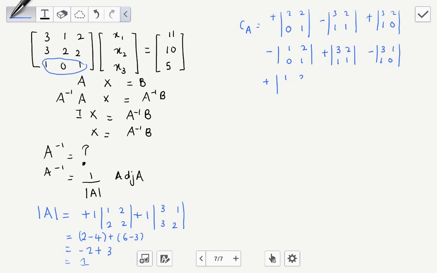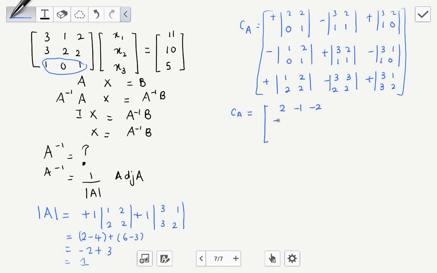Okay, so this is going to be 1, 2, 2, 2 minus 3, 3, 2, 2 plus 3, 1, 3, 2. Basically this is my cofactor of matrix A. So if we find the determinant of each element, the cofactor of matrix A would be 2, negative 1, negative 2, followed by negative 1, 1, 1, followed by negative 2, 0, 3. So this is the cofactor of A.